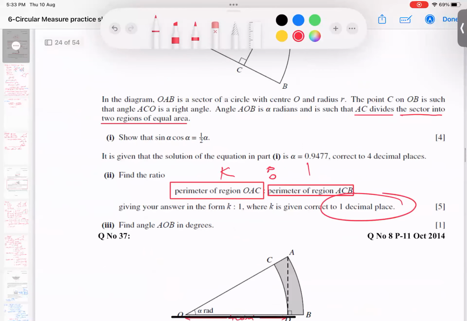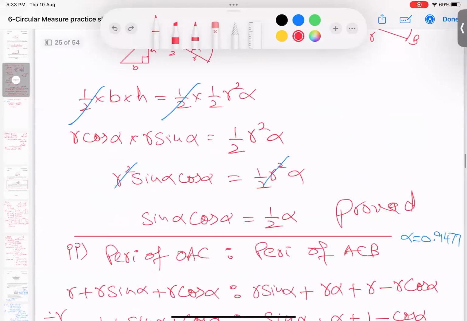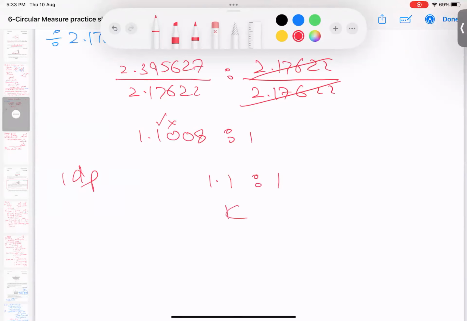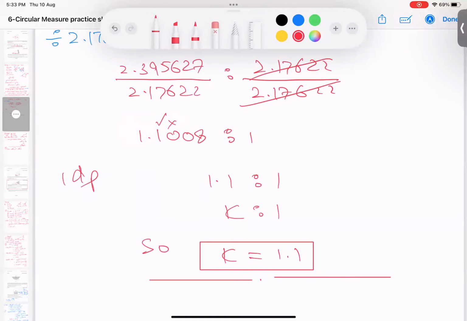But look at what he is asking for, students. Read it: 1 dp. 1 decimal place means I need this, I don't want the rest. So 1.1, ratio K to ratio 1. Alhamdulillah rabbil alamin, so this is a K ratio 1 as he said. Alhamdulillah, the K value is 1.1. I got my answer.